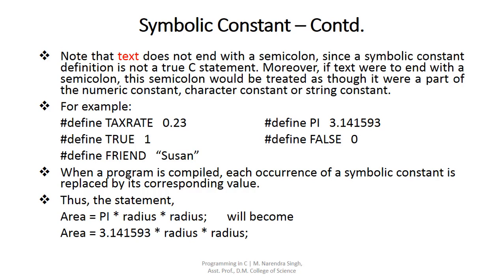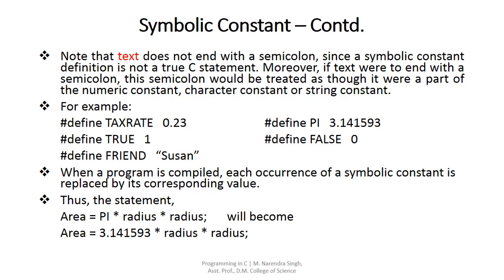The next statement is #define TRUE 1. Here the symbolic constant is TRUE in uppercase letters, and the value it represents is 1, which is a numeric constant. The next statement is #define FALSE 0. Similarly, here the symbolic constant is FALSE and the value it represents is 0, which is a numeric constant.